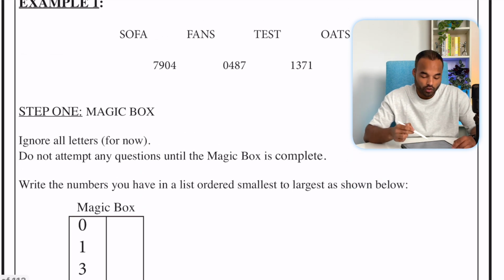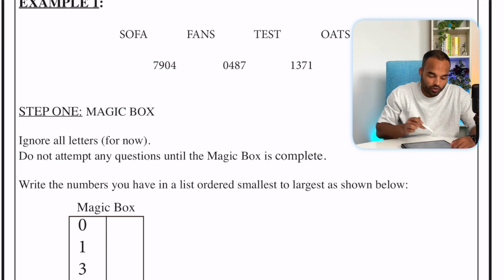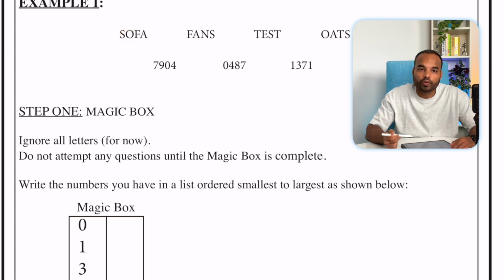Once you've done that, go back to the words and you want to start by looking for repeating letters in the same set. If you look here, first word we have is sofa. I don't see any repeating letters over here. In the second word we have fans. Again, I can't see any repeating letters. Over here I do, test, right? There's a T at the beginning and a T at the end.